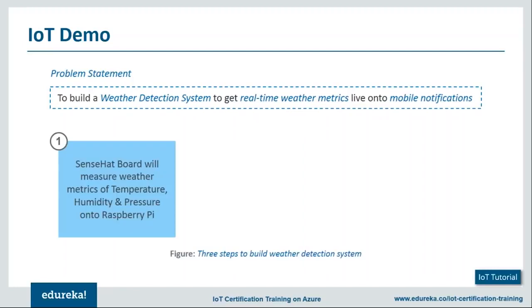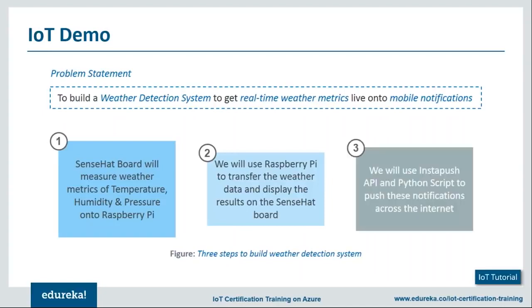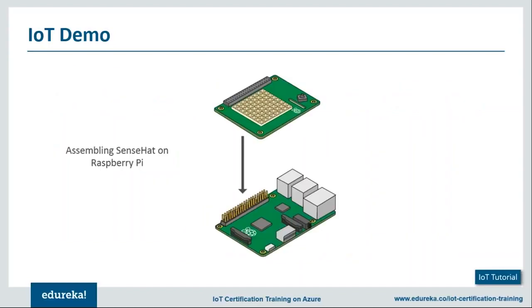So for that we'll first be using the Sensat board, which will help us measure various metrics like temperature, humidity and pressure on our Raspberry Pi. Then we'll use the Raspberry Pi to transfer this data and display it on the Sensat as well. We'll just be displaying the temperature as of now on the Sensat. And finally, we'll be using the InstaPush API and a Python program through which we can send this notification across the internet to our mobile application. So let's begin this demo part.